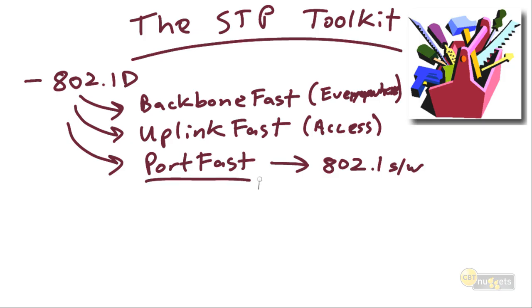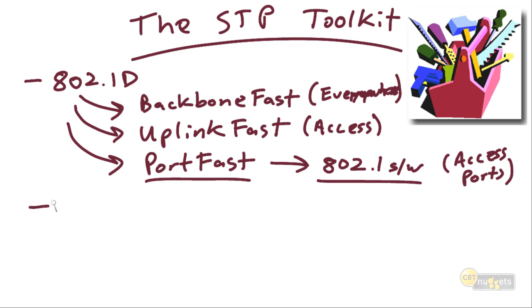So while we only use Backbone Fast and Uplink Fast with classic Spanning Tree Protocol, Port Fast is the first of these technologies that lives on in the new Spanning Tree environments. Port Fast is used on our access ports. That's right, and it says, look, we will not plug in any switch or hub or anything else that can cause a loop on that particular port. This allows the port to go immediately to a forwarding state, and also when the workstation or the server is powered off, there won't be an issue with topology change notifications being sent.